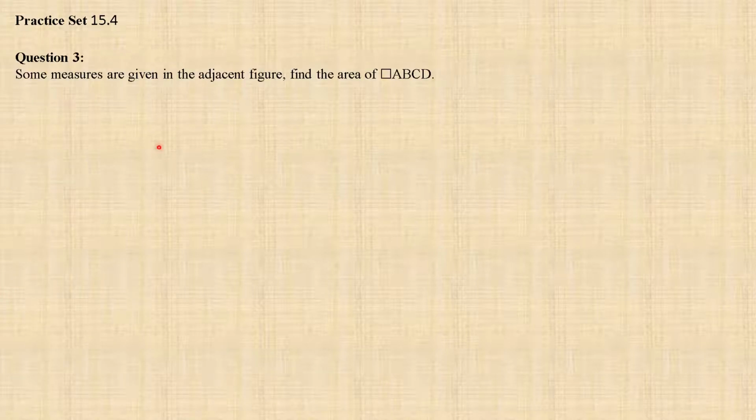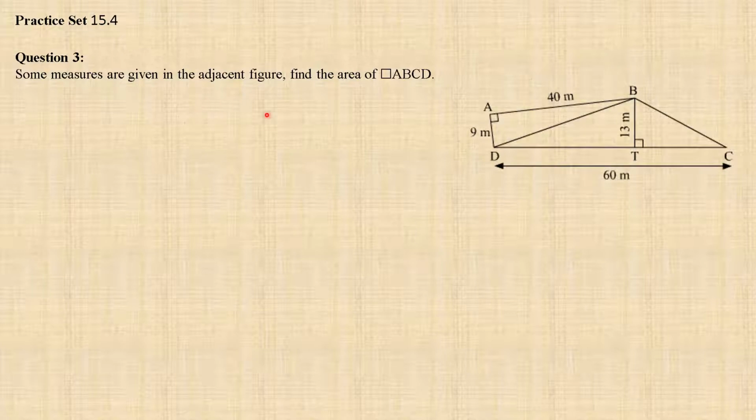Let us do the third sum. Some measures are given in the adjacent figure. Find the area of quadrilateral ABCD. So let us start with the solution. We have to find the area of the quadrilateral ABCD. So the area of this entire quadrilateral has to be found out.